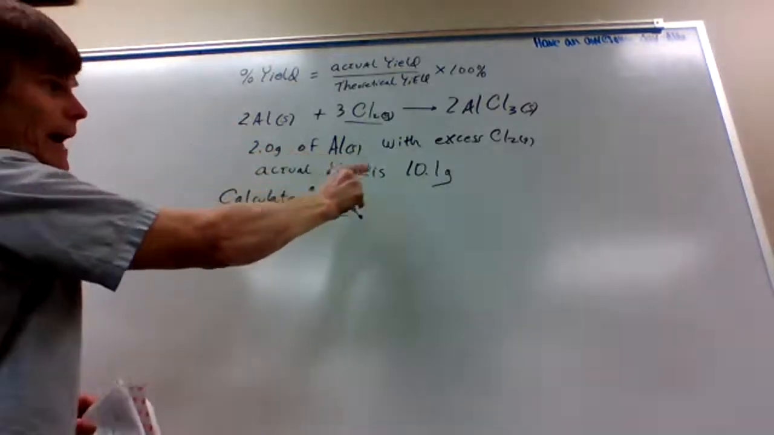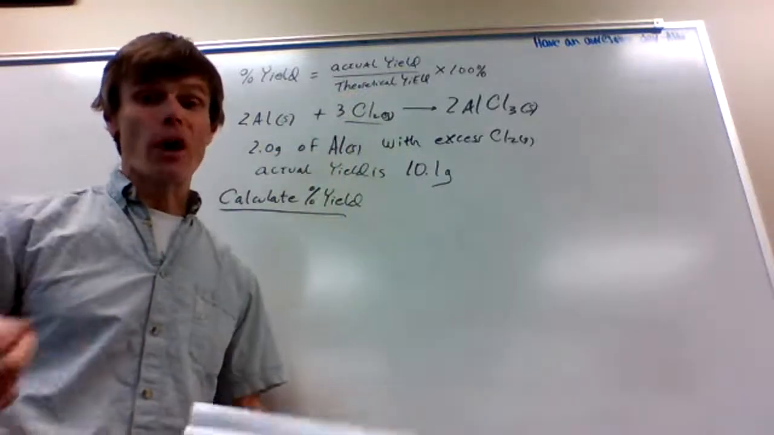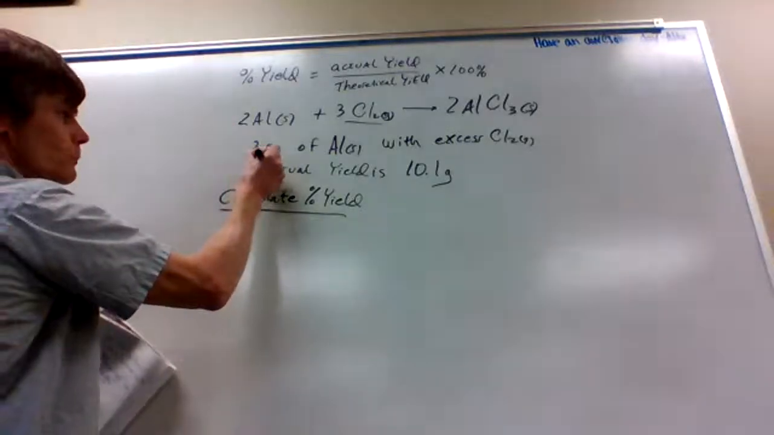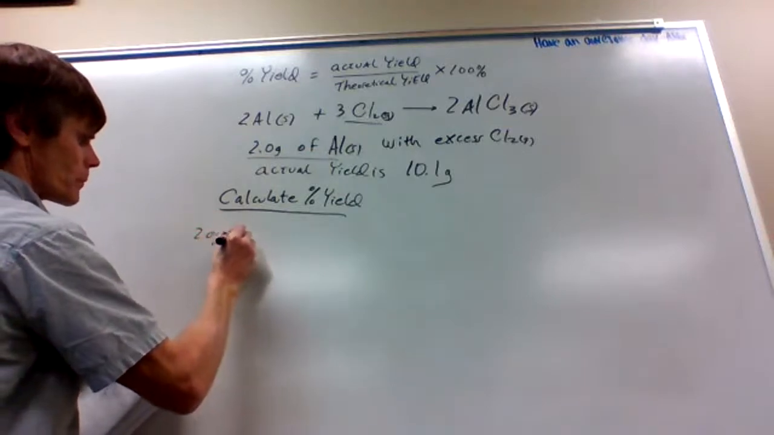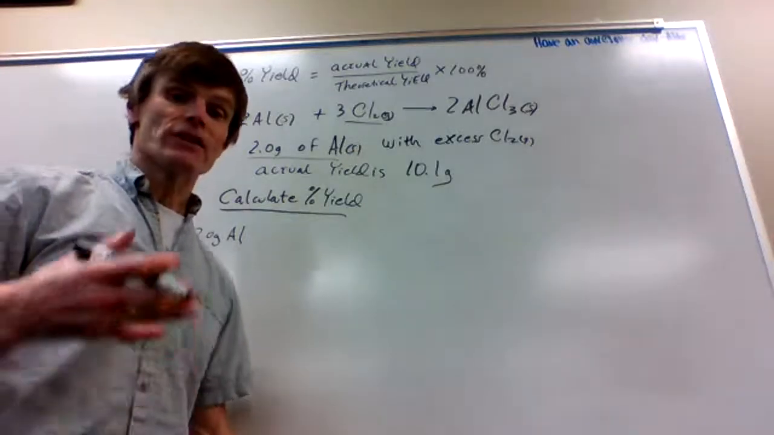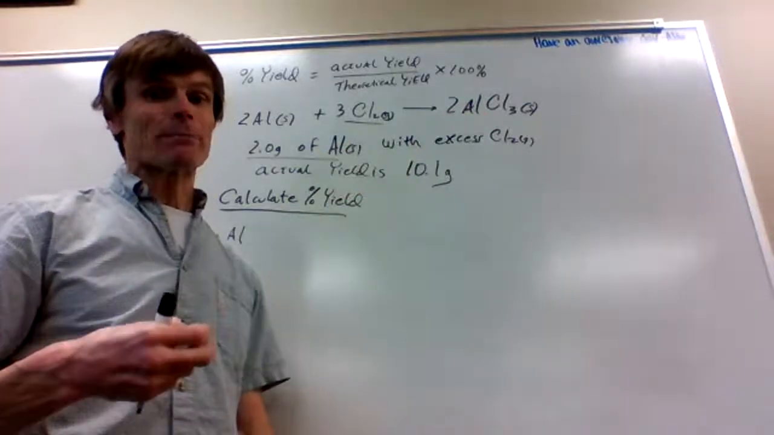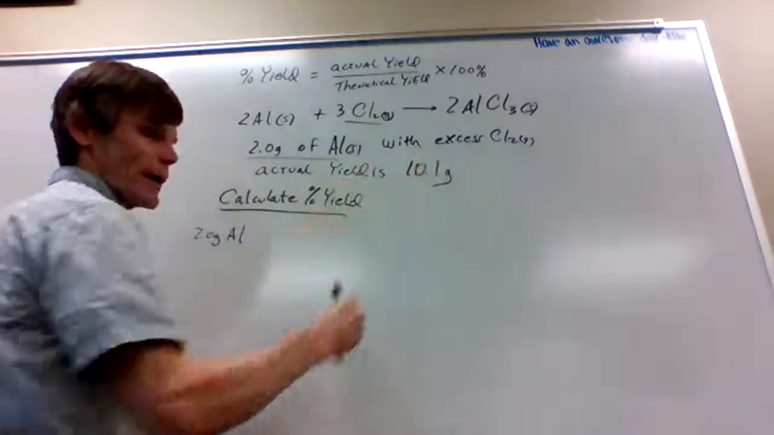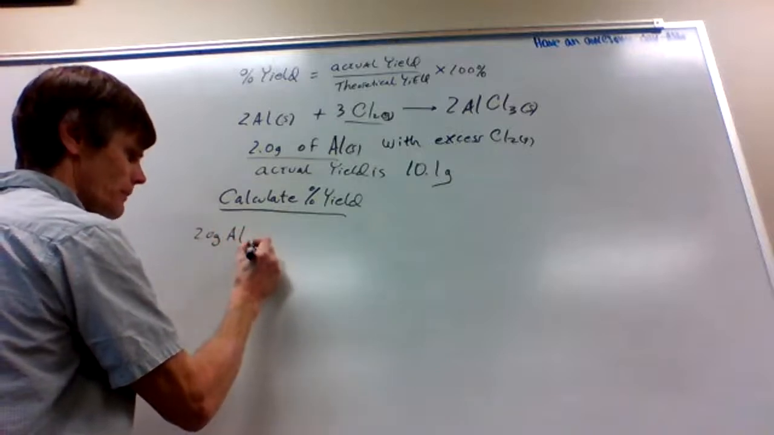So we have our actual. We need to determine theoretically what we could possibly make, the maximum amount. And what we're going to do is we're going to assume that there's 2 grams of aluminum. And we're going to go through the process of stoichiometry to determine what mass of aluminum chloride we can make from that starting amount of aluminum, assuming that we have excess chlorine. So we're going to go through our steps.